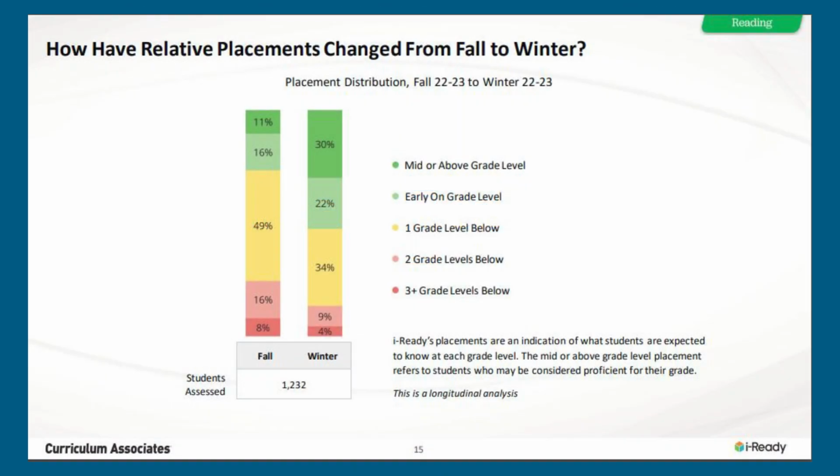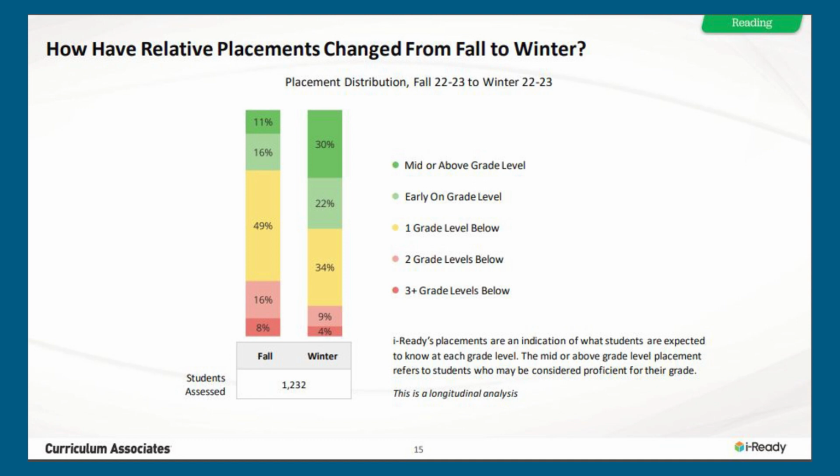For iReady reading, so this is fall to winter, and it's exactly what we want to see. We want to see all of the green get bigger, and the yellow get smaller, and the red get smaller. Our dark green is our mid to above grade level. If this were just grades 3 through 6, the dark green is what tells us the prediction of how we will perform on the state test. So I will show that to you as well in this presentation.